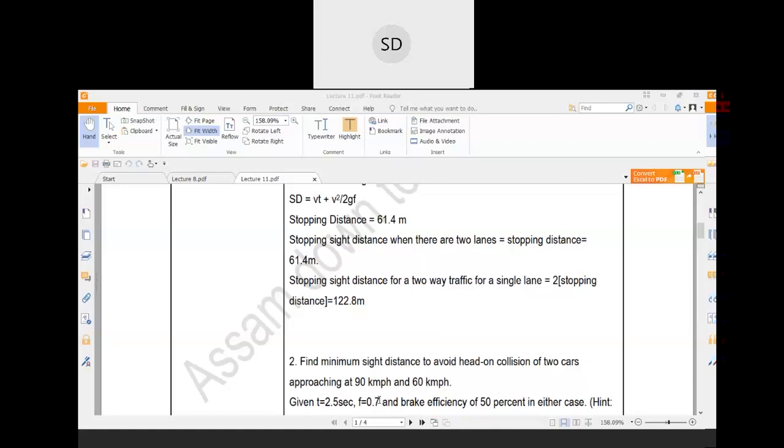Now if the brake efficiency is 50%, therefore you can consider that your coefficient of friction value is reduced by 50%. Okay, so if here brake efficiency is given as 50% and coefficient of friction value is 0.7, so ultimately your coefficient of friction value would be 0.7 into 50%, that is 0.5, that equal to 0.35. Is it clear?